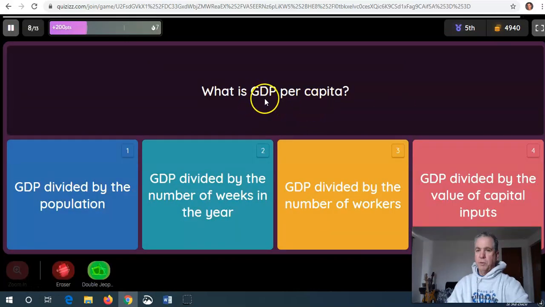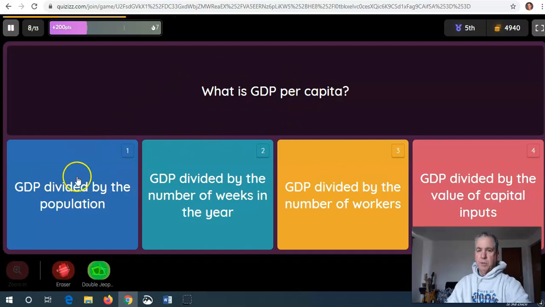GDP, gross domestic product per capita, which refers to per individual, per person, gross domestic product per person. And so we are going to take the gross domestic product and divide it by something here. Remember, per capita is people here. GDP divided by the population.